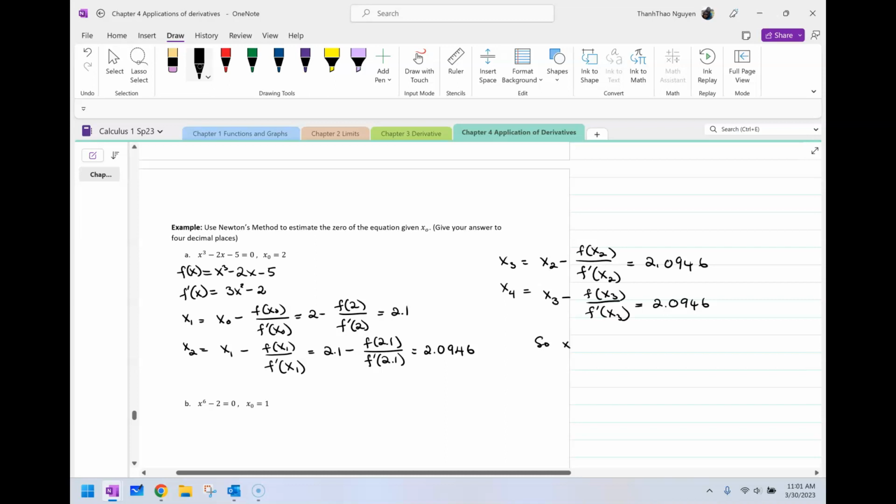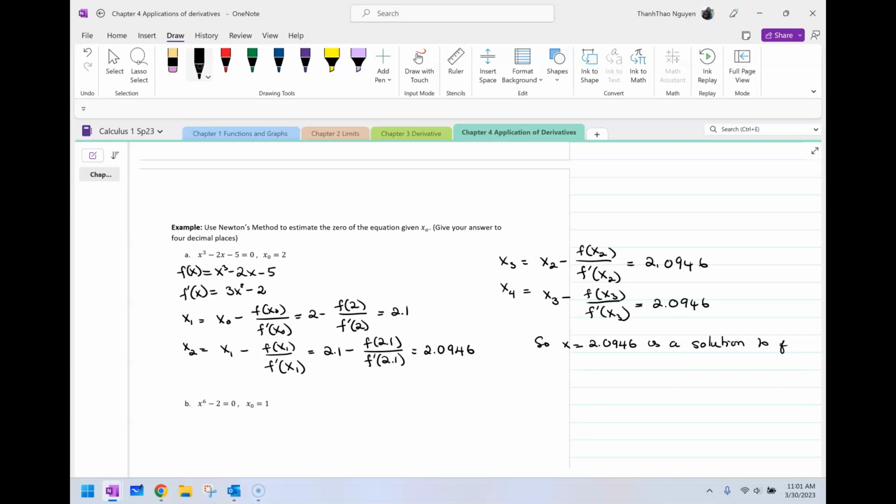So x equals 2.0946 is a solution to f of x.